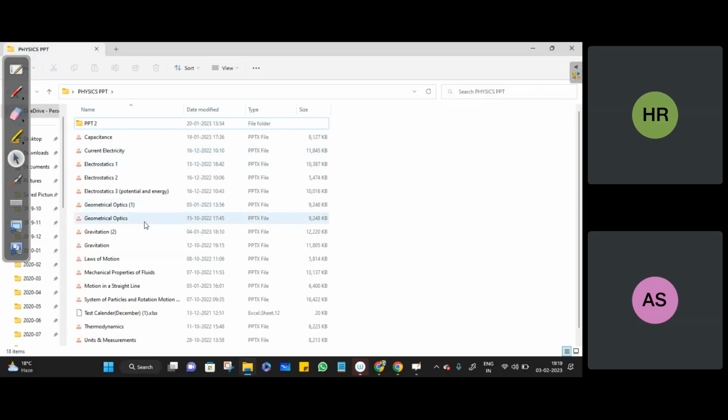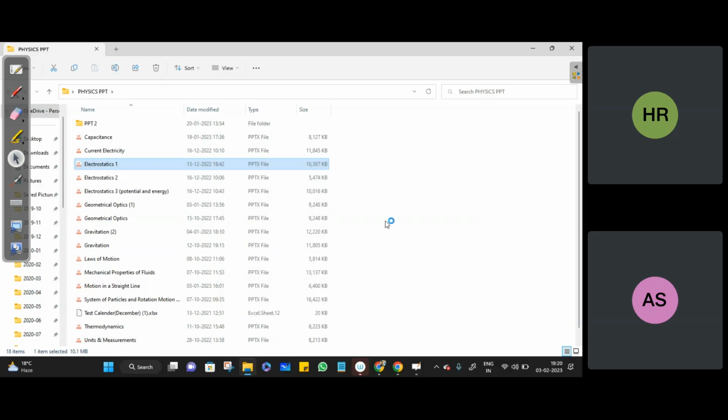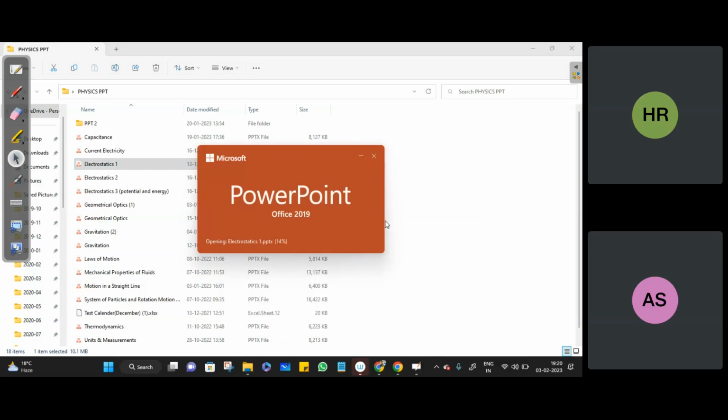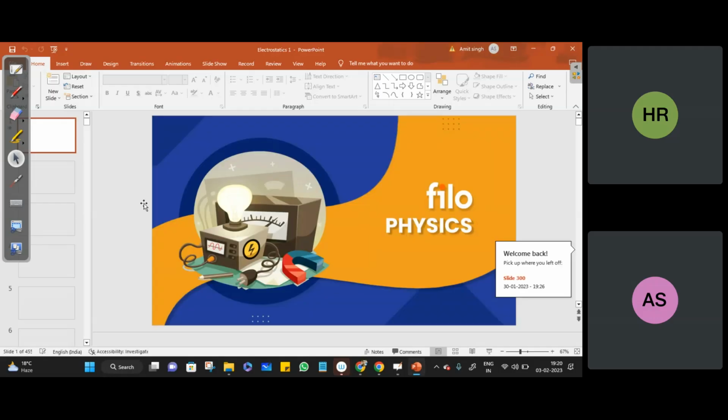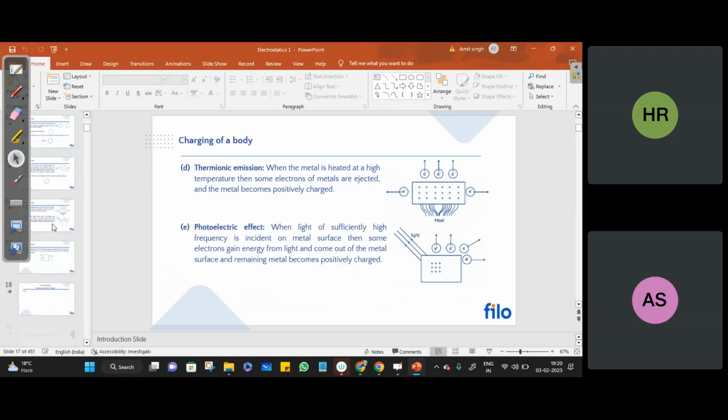Electric field intensity. So electric field intensity, basic problems we were doing. Okay, let's go ahead and try something else now.